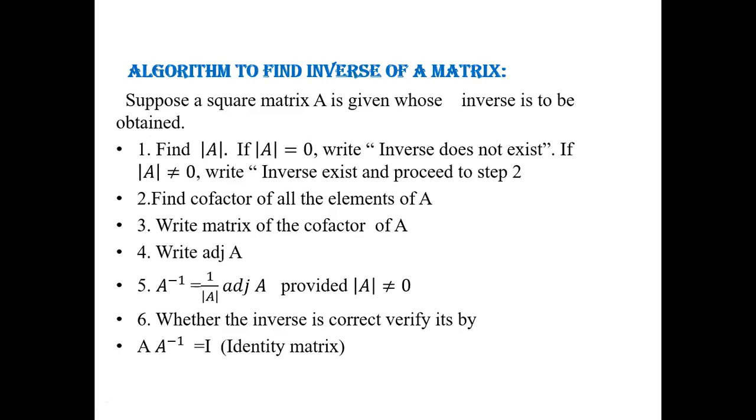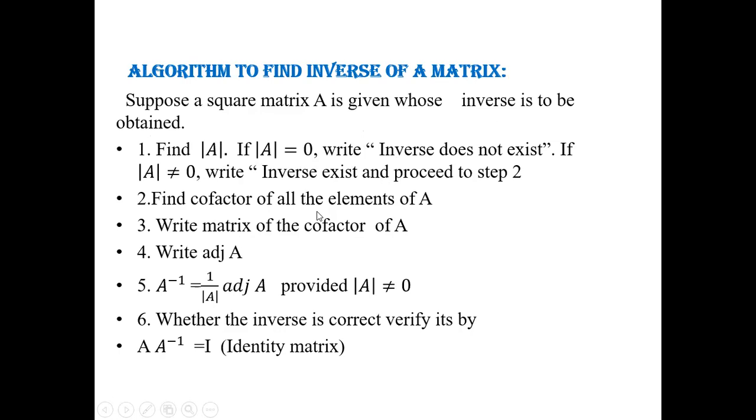Then the algorithm to find the inverse of a matrix. What is the algorithm? Suppose a square matrix A is given whose inverse is to be obtained. First, we want to find the determinant of A. If determinant A equals 0, which is a singular matrix, then the inverse does not exist. If determinant A is not equal to 0, then the inverse exists, and proceed to step 2.